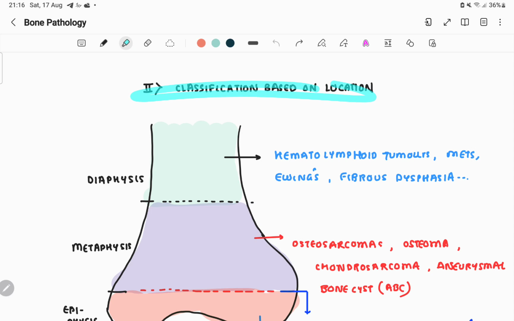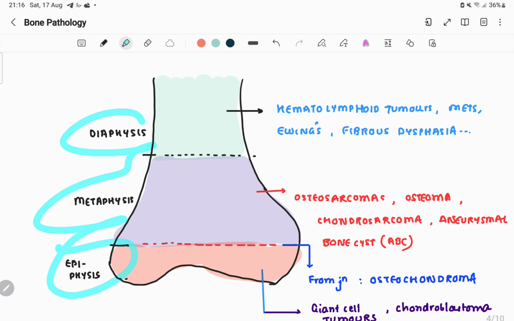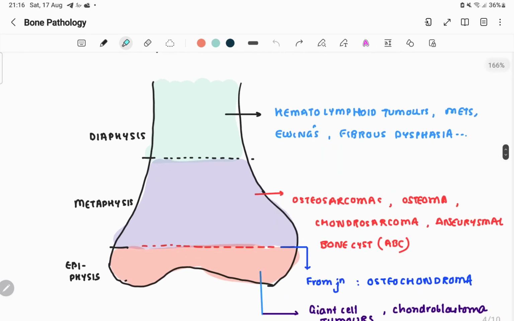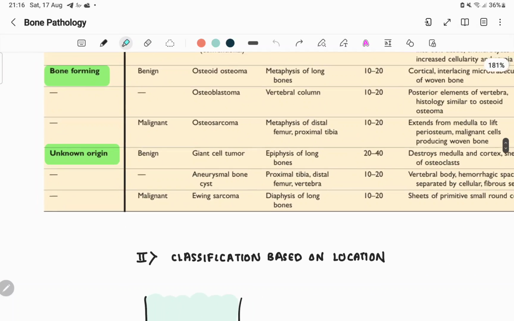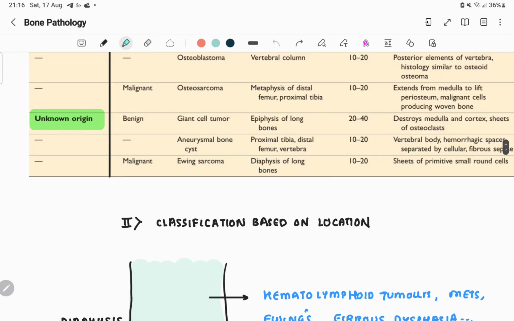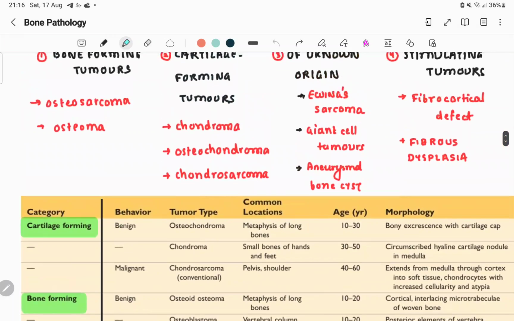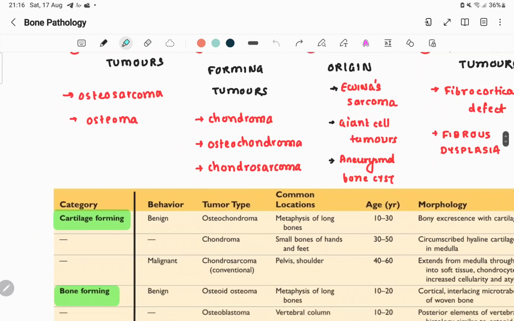If we are familiar with this table from Robbins, let's move ahead and discuss the classification of bone tumors based on location, on what location it is present. So diaphysis, metaphysis, epiphysis. If you draw this diagram in your exam, then a very good impression will be there. Let's talk about diaphysis first. What are the tumors here? Majorly hematolymphoid tumors and all the metastasis. Ewing sarcoma, which we discussed as affecting the diaphysis of long bones. And fibrous dysplasia and fibrocortical defect also appear in the diaphysis, right?